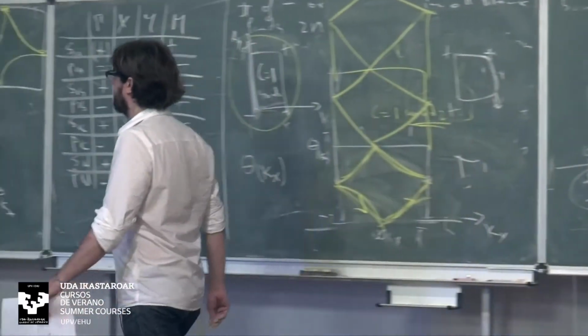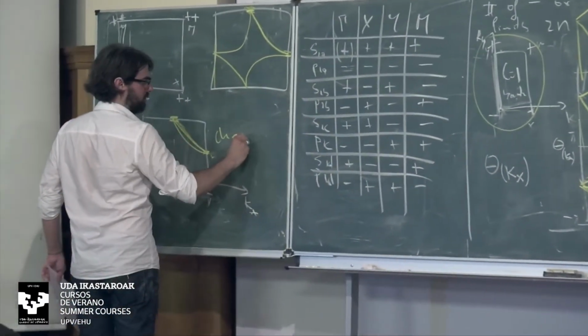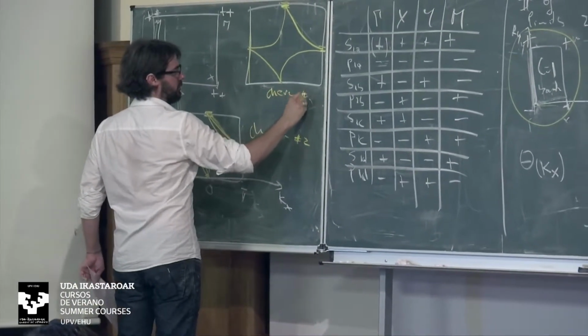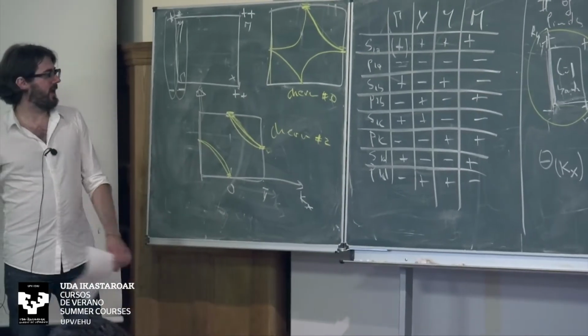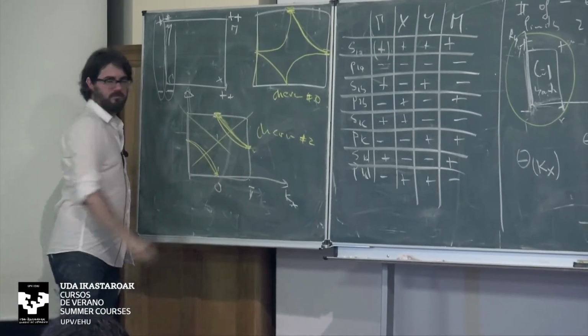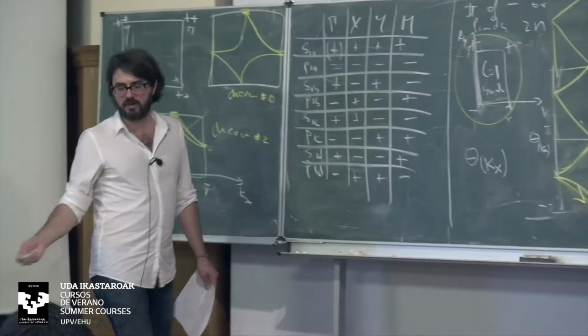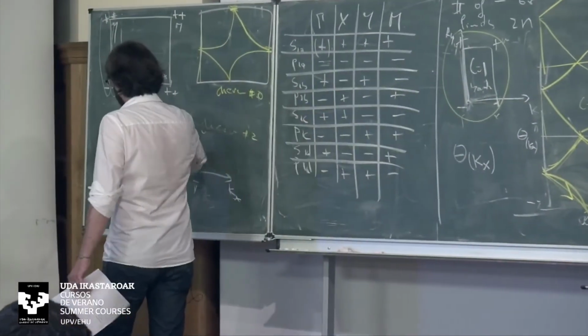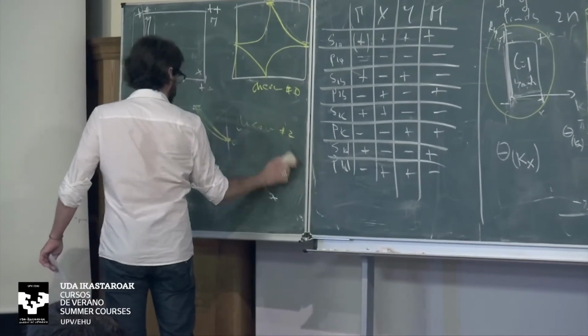Let's ask, so this is a Chern number 2 state. Chern number 0. Okay? And I don't want to look at this state. I don't particularly want to look at Chern numbers, you know. This was just for the purpose of showing you the simplest way.